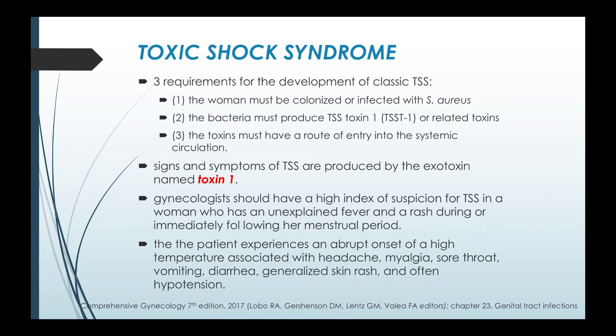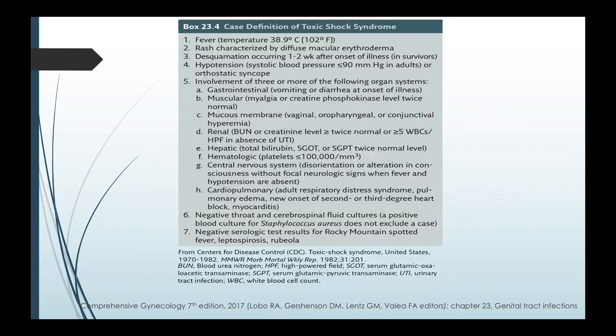Signs and symptoms of TSS are produced by the exotoxin, toxin 1. Gynecologists should have a high index of suspicion for TSS in a woman who has unexplained fever and a rash during or immediately following her menstrual period. Usually, the patient experiences an abrupt onset of a high temperature associated with headache, myalgia, sore throat, vomiting, diarrhea, generalized skin rash, and often hypotension. And these are the case definition of toxic shock syndrome.